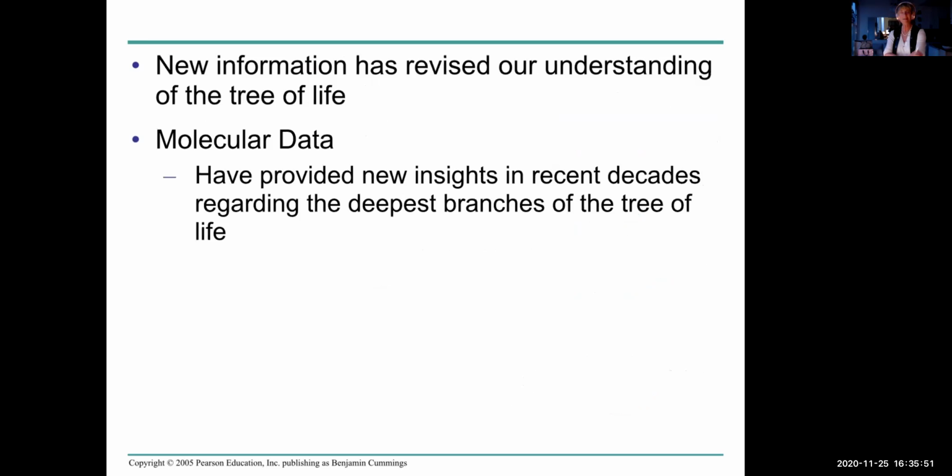So there's lots of new information that revises our understanding of the tree of life, in particular molecular data, or DNA sequencing. So we can sequence mostly just extant species, but we even have DNA from extinct species, like some dinosaurs and Neanderthal. But because it degrades, we often don't have an entire genome. As a matter of fact, I don't think anybody has an entire genome of an extinct species.